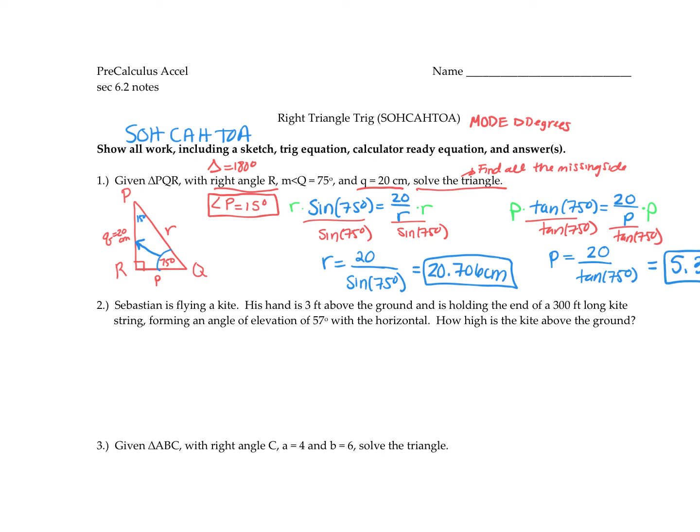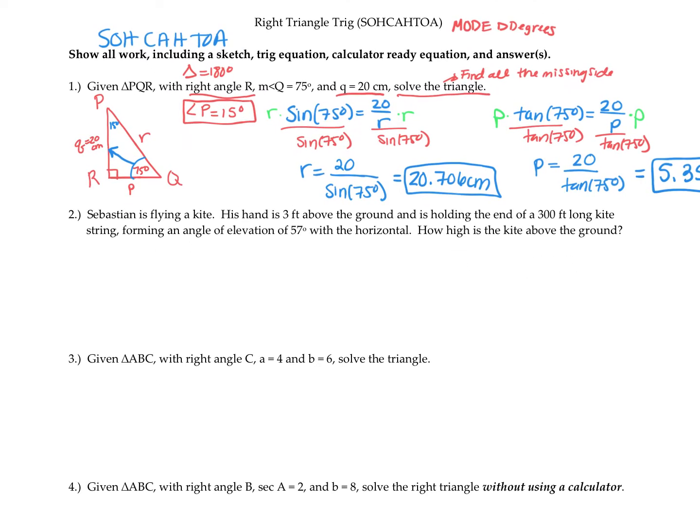In question 2, it says Sebastian is flying a kite. His hand is 3 feet above the ground, holding the end of a 300-foot long kite string, forming an angle of elevation of 57 degrees with the horizontal. How high is the kite above the ground?